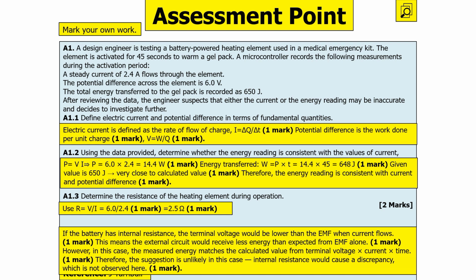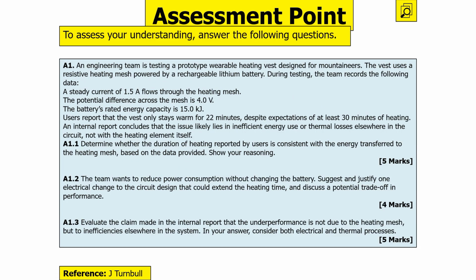The next question says, an engineering team is testing a prototype wearable heating vest designed for mountaineers. The vest uses resistive heating mesh powered by a rechargeable lithium battery. During testing, the team records the following data. A steady current of 1.5 amps flows through the heating mesh. The potential difference across the mesh is 4 volts. The battery's rated energy capacity is 15 kilojoules. Users report that the vest only stays warm for 22 minutes despite expectations of at least 30 minutes of heating.